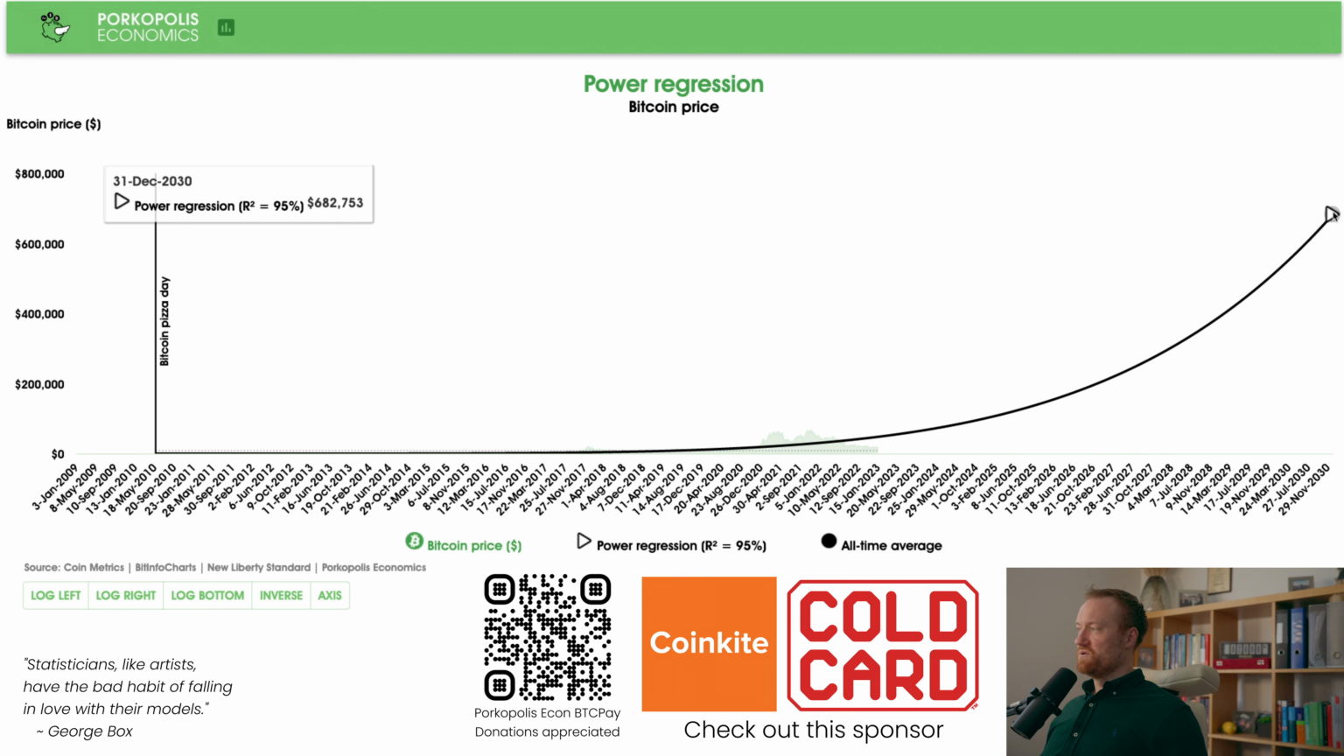$682,000 Bitcoin. So it's fun. It's fun to see this trend, and it's fun to plot this out. And it's also interesting to note that we don't have to do any fancy technical analysis here. This is a statistically and mathematically derived trend line based on the formula that I showed you at the beginning of this video, and that's how it looks.